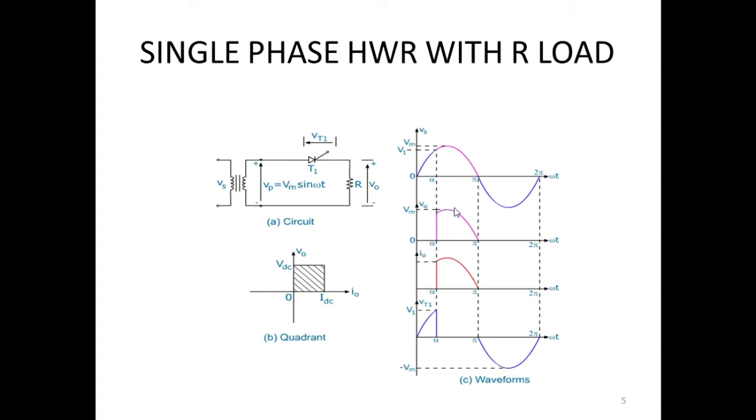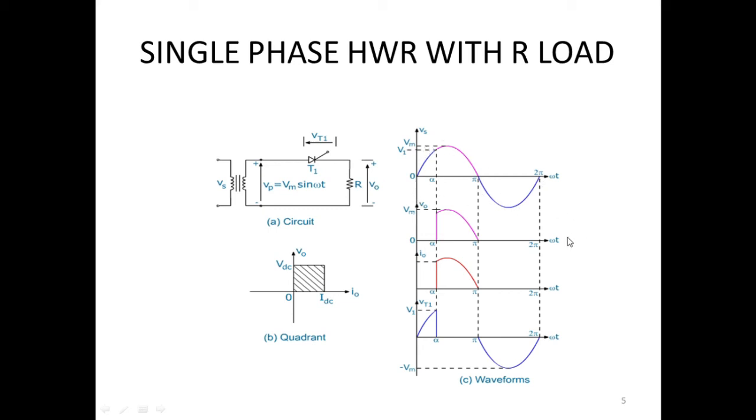If you want to find the output voltage, take one period of the cycle, from 0 to 2 pi, that is 0 to 360 degrees. But the output voltage is obtained only between alpha and pi. So the conduction is taking place between alpha and pi, but the whole process takes a period of 0 to 2 pi.